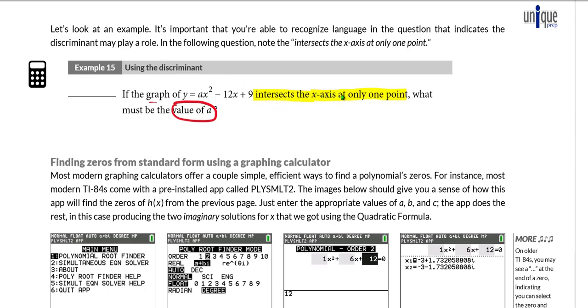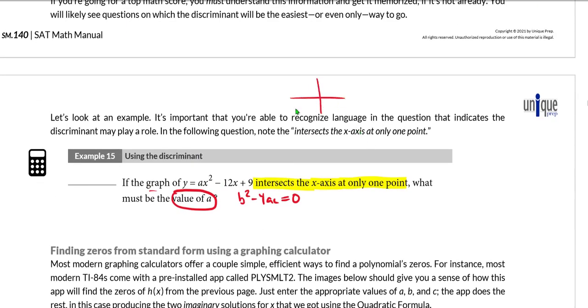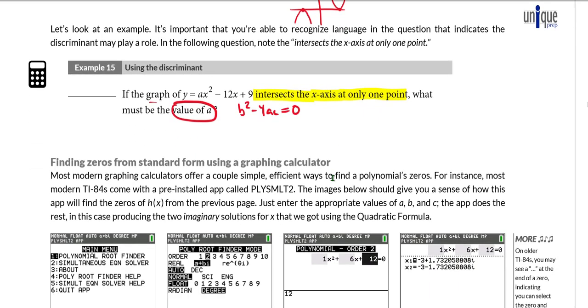That is a giveaway that the discriminant may play a role in most easily answering this question, because remember, when the graph intersects the x-axis at only one point, we know that b squared minus 4ac must equal 0. It is the b squared minus 4ac equaling 0 that produces the intersection at only one point. Remember, intersecting at only one point is when the parabola is tangent to the x-axis, if it opens downwards, or if it opens upwards, it just kisses the x-axis and then goes along its merry way.